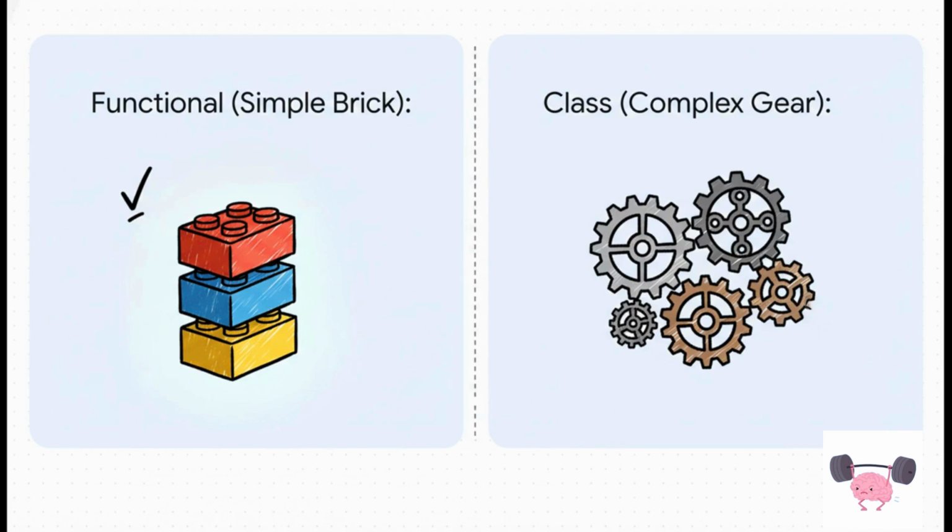Then you have class components. These are the more complex gears. They're the older, more traditional approach, and they just have a lot more internal mechanics you have to worry about. Honestly, these days, you're almost always going to be reaching for those simple, elegant, functional components.